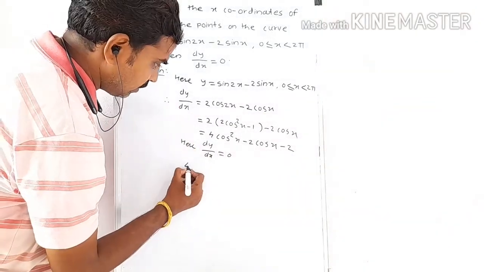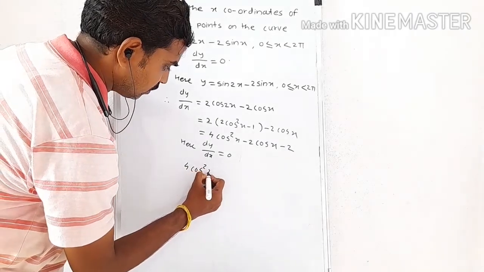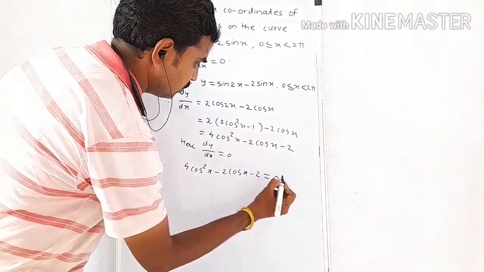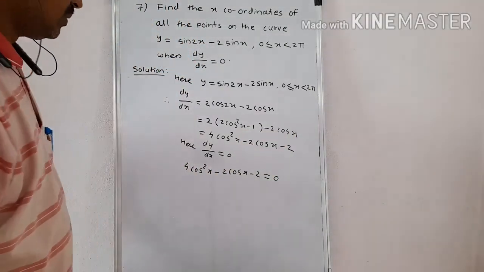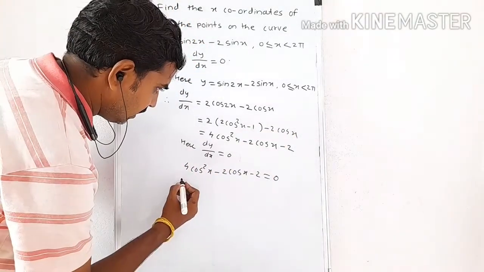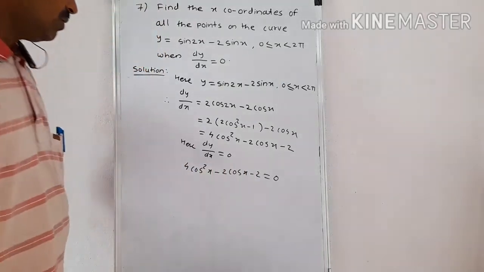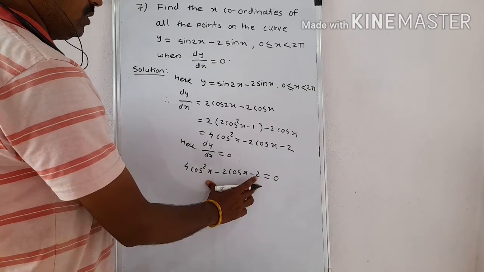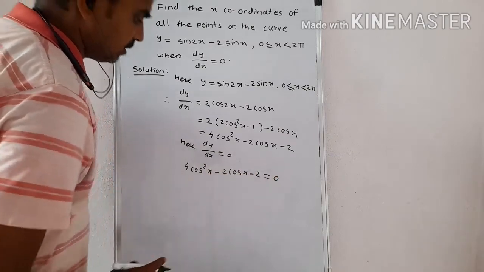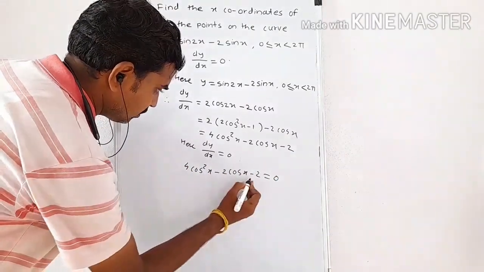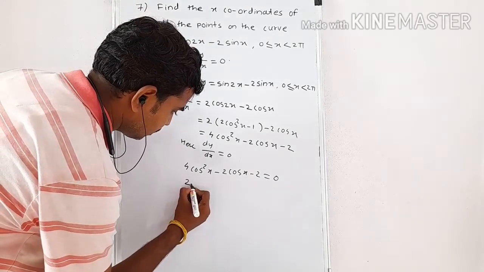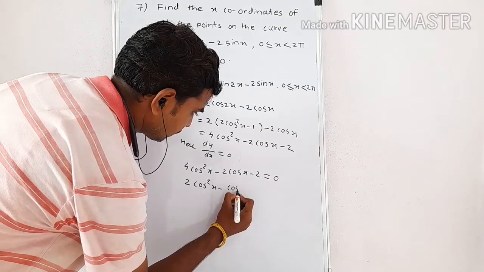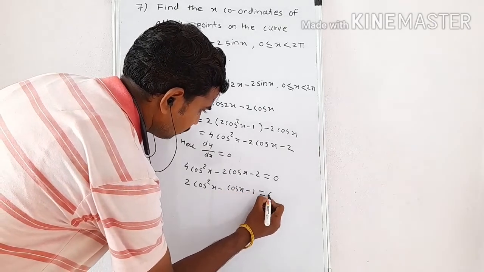we have to equate 4 cos square x minus 2 cos x minus 2 equal to 0. We have to equate this expression. Now here we have to factorize this expression by dividing 2. This equation becomes 2 cos square x minus cos x minus 1 equal to 0.